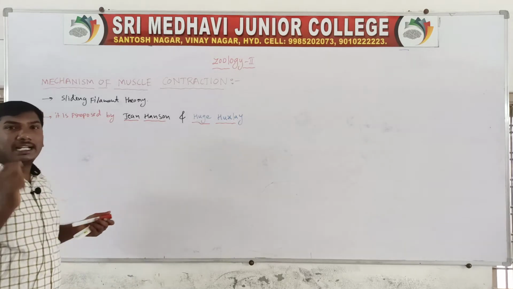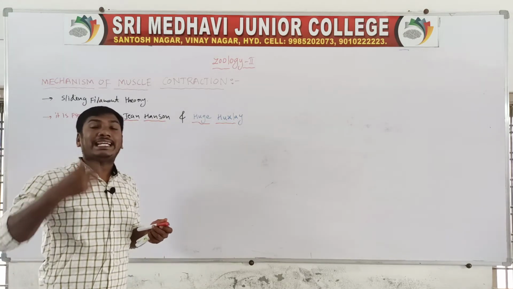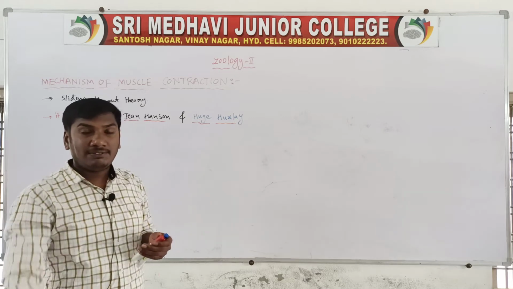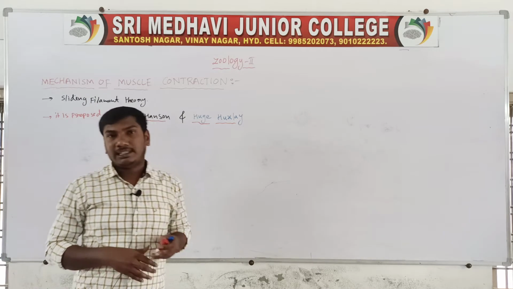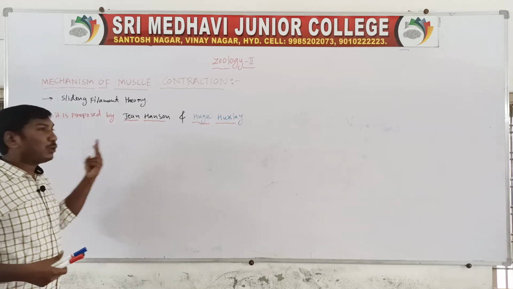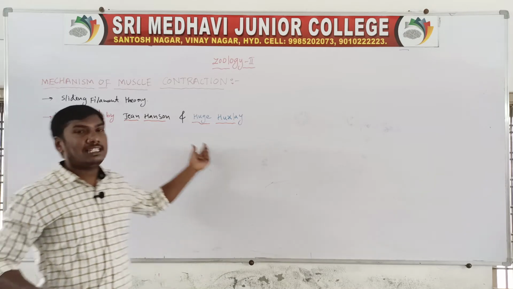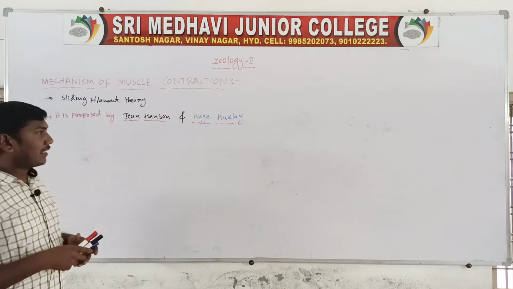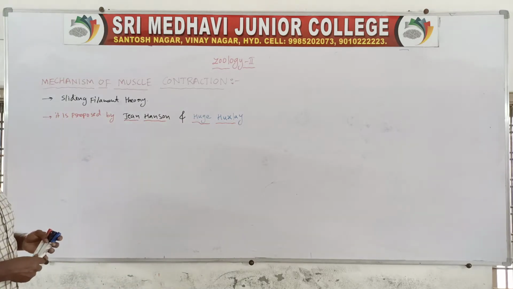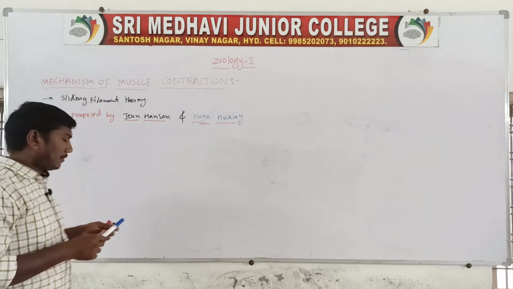So the mechanism of muscle contraction is explained by the sliding filament theory. It is proposed by two scientists: one is Jean Hanson, another one is Hugh Huxley. The mechanism of muscle contraction is followed by steps.